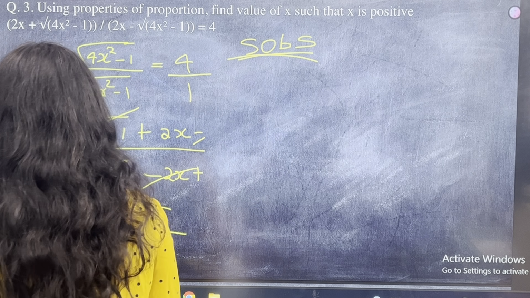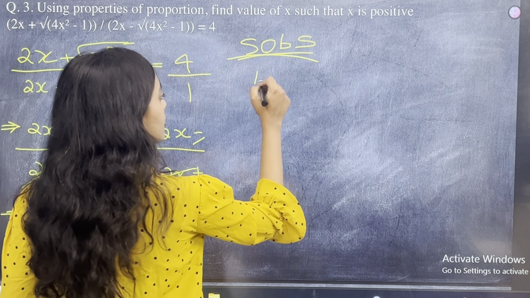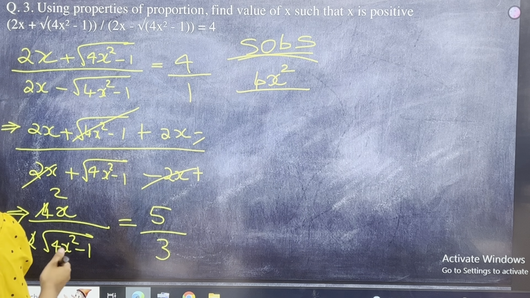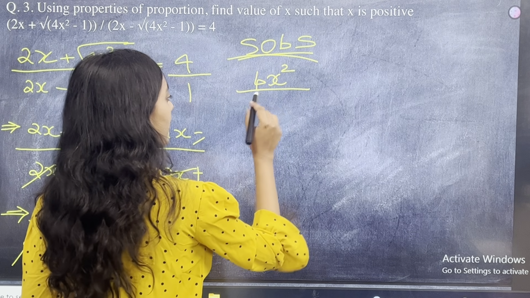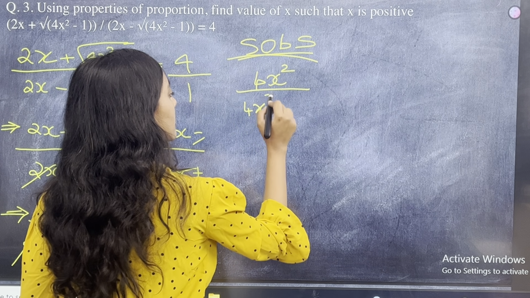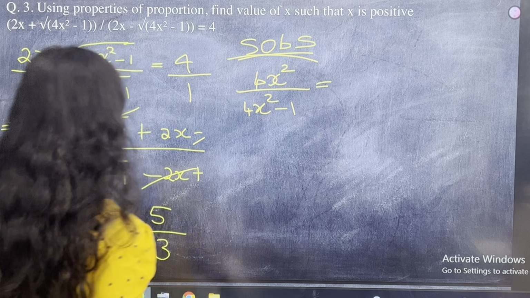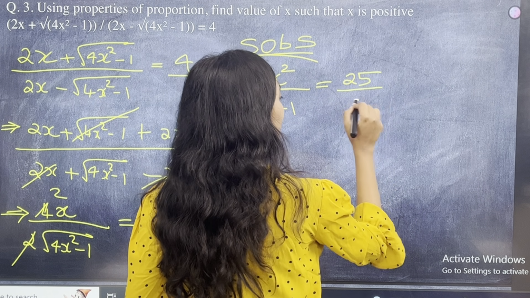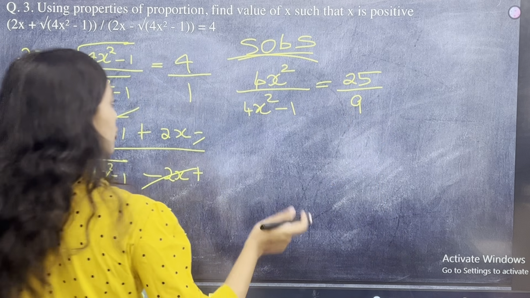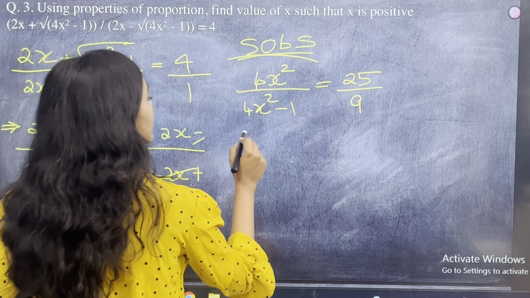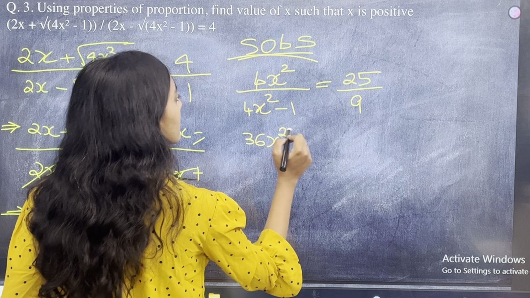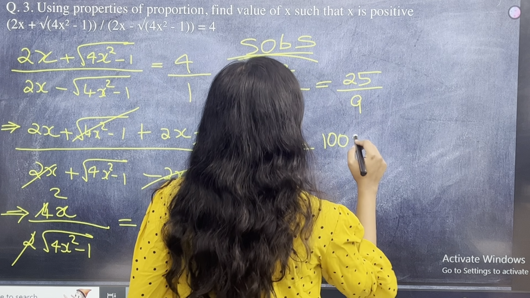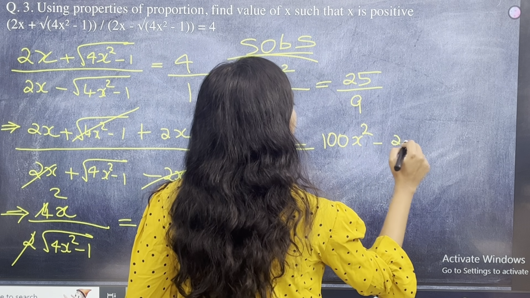So therefore, you have 2x here. 2x becomes 2 square is 4, x square is 4x square, divided by, root over 4x square minus 1, the root will go away. So it will be 4x square minus 1, which is equal to the square of 5 by 3. 5 square is 25, 3 square is 9. Let us cross multiply now. 9 into 4 is 36x square is equal to 25 fours are 25, 50, 75, 100x square minus 25.